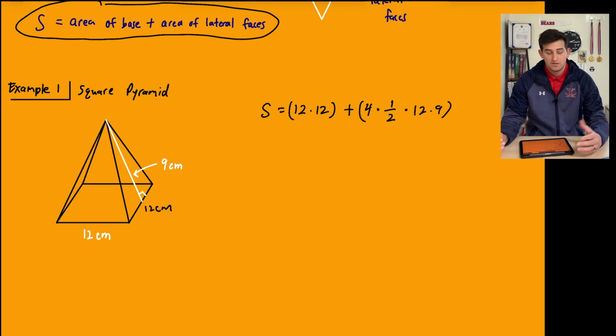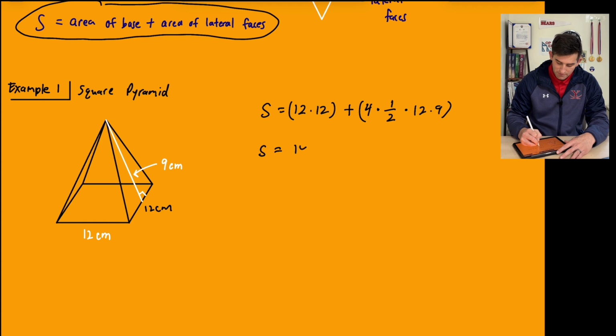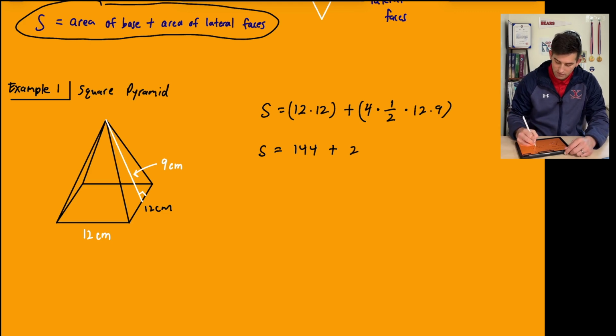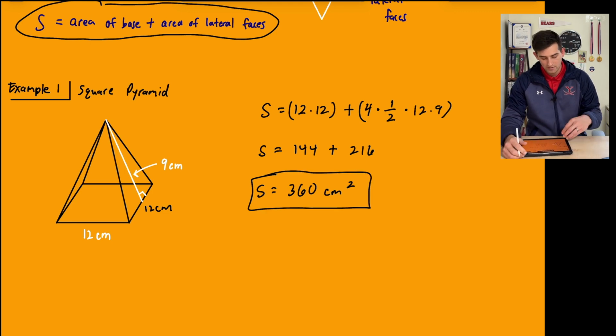Okay, so now from here we just do the multiplication. So we know 12 times 12 is 144, and then here we could do 4 times 1/2 times 12 times 9. Well, if we do 12 times 9, that's going to give us 108. And then we could just multiply that by 2 essentially, right? Because 4 times 1/2 would be 2, right? So this is going to give us 216. And then we just add 144 to that to get our total surface area of 360 square centimeters, okay? So centimeters was our unit here, and it's square centimeters because we're finding surface area of the shape, okay?